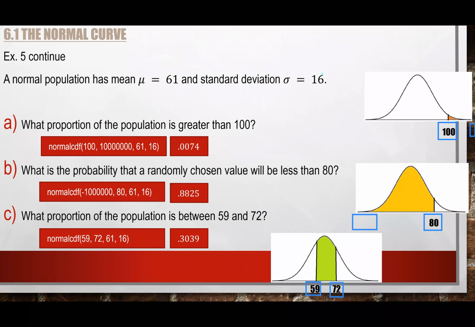So with this, they give you the mean and they give you the standard deviation. If they say a standard normal, then the mu is 0 and the standard deviation is 1. Okay. So, any questions with this particular problem, ladies and gentlemen? Pretty doable, I hope.